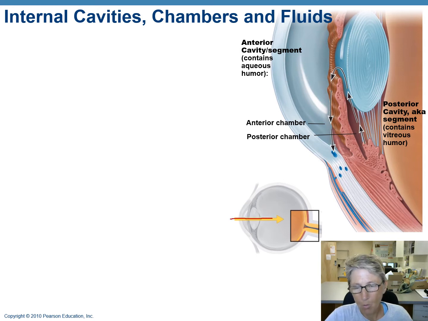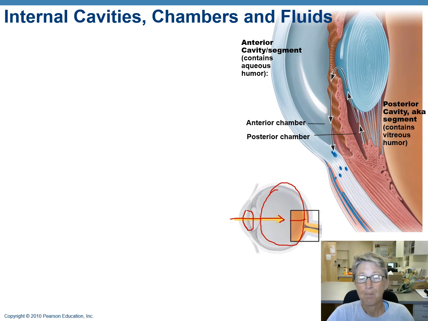So the light rays come into the eyeball, and they have to get through the fluids of the anterior cavity and the fluids of the posterior cavity before they can get back here to the cells of the retina. So then let's look at this cartoon up top.